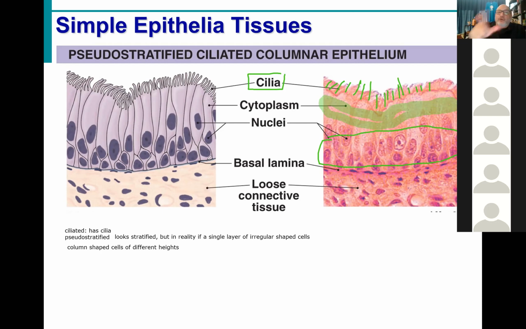And again, I don't care about the order. I always learned it ciliated, pseudostratified. Your book says pseudostratified, ciliated columnar. All I care is you have to have all three parts: ciliated, pseudostratified, columnar. So make sure all three parts are there for full credit. Now, the last question is, where do we find this particular tissue?